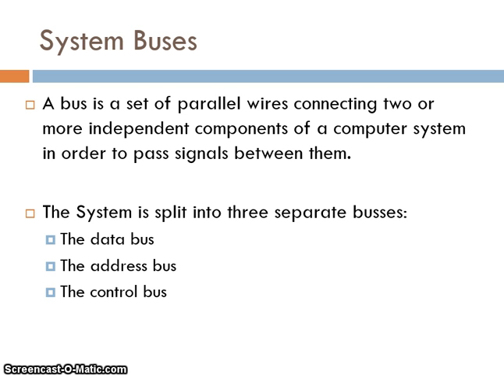The system bus is split into three separate buses: the data bus, the address bus, and the control bus. So we know now that a bus is a set of parallel wires that connect two or more independent components of a computer system, that buses pass signals between them, and that the system bus can be further split into the data, the address, and the control bus.